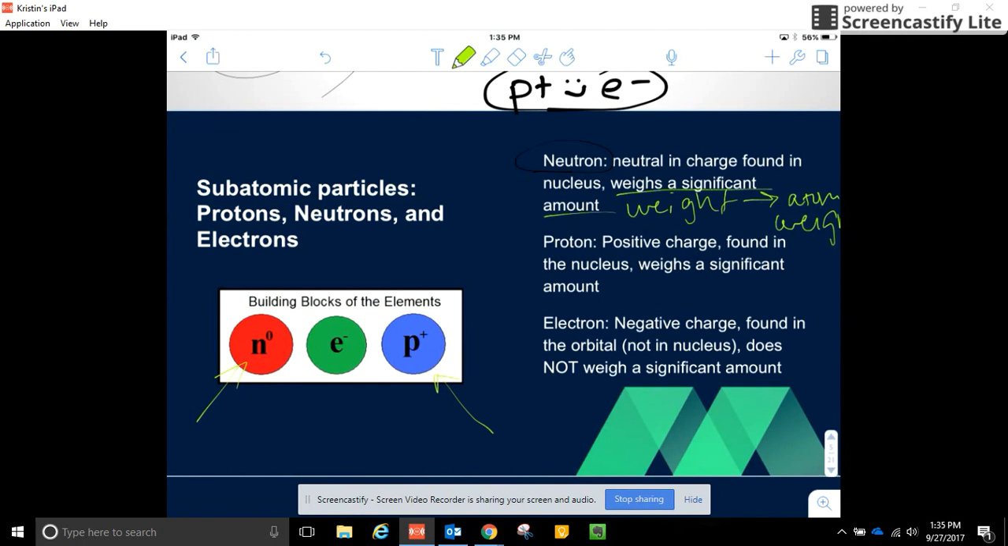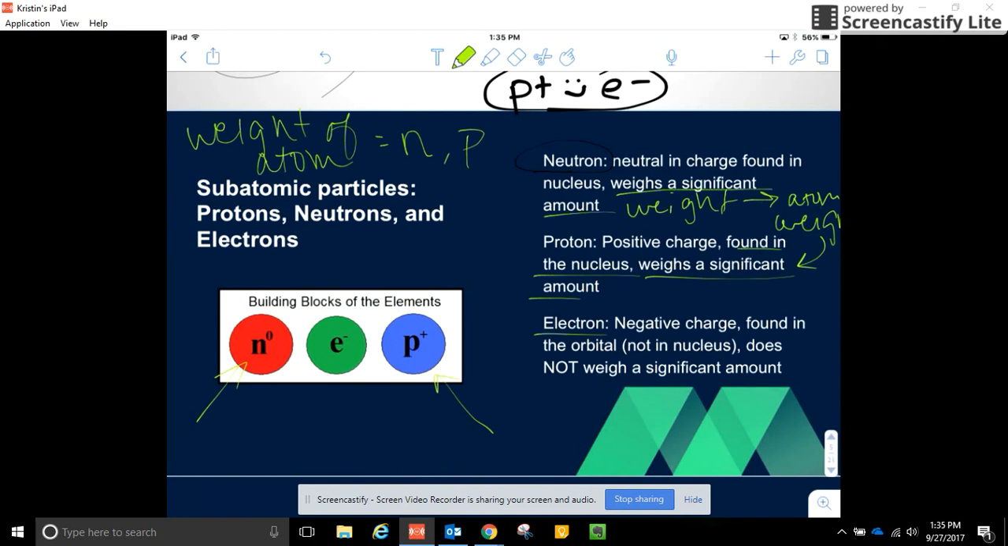So they have this little plus sign up here, okay? So we find those within the nucleus as well. And again, they are weighing a significant amount, meaning however much they weigh goes into the atomic weight as well. So the weight of the atom comes from the neutrons, the protons, and now let's see about the electrons.